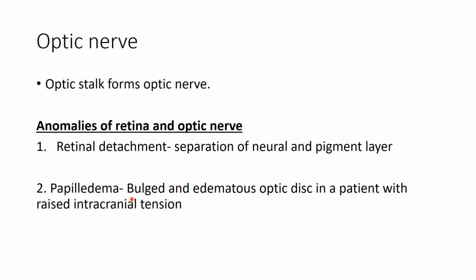Since the optic nerve has coverings like those of the brain tissue, if there is a raised intracranial tension because of an increase in the CSF, it is also shown in the eye as a bulged disc. We call that condition papilledema. It can be congenital, and it can also be acquired.